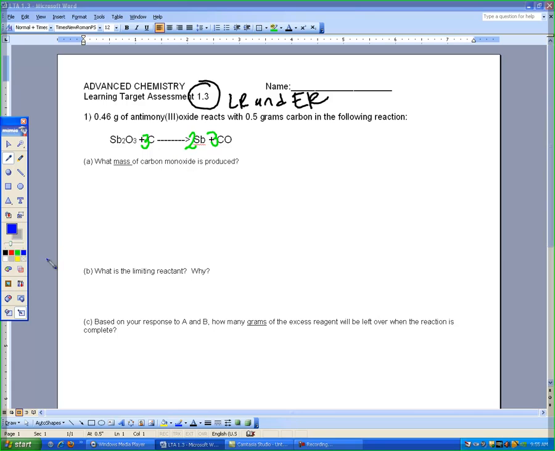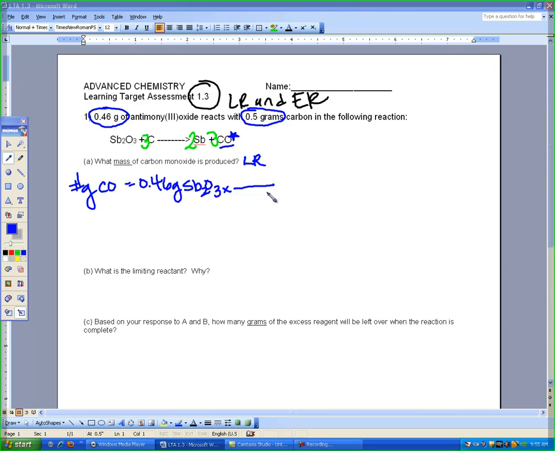The next step here is trying to find the mass of a product, carbon monoxide. In order to do this, we need to find the limiting reactant because that's going to tell us what mass is actually produced. So I'm going to start with this information right here. I'm going to see how many grams of carbon monoxide I could make using either one of these two masses. So the number of grams of carbon monoxide is 0.46 grams of Sb2O3 for every 1 mole of Sb2O3. I'm going to have to find a molar mass for that.